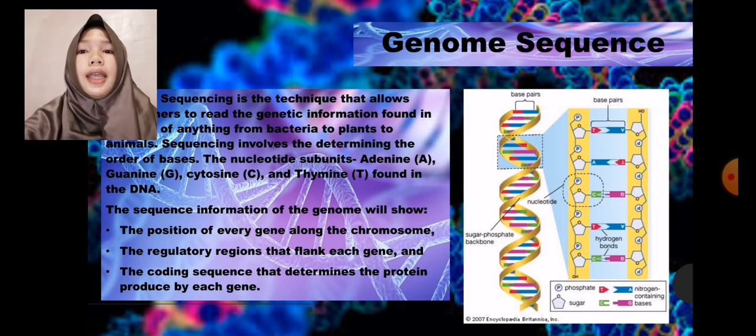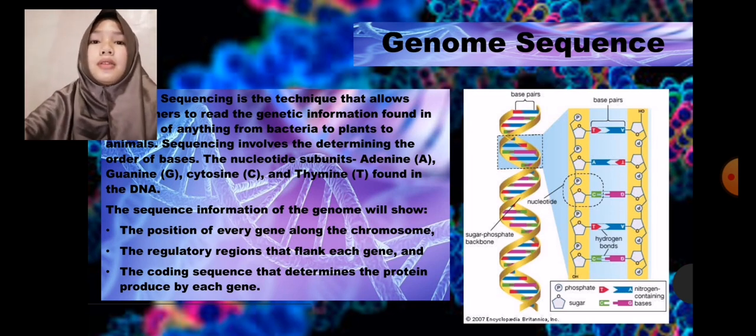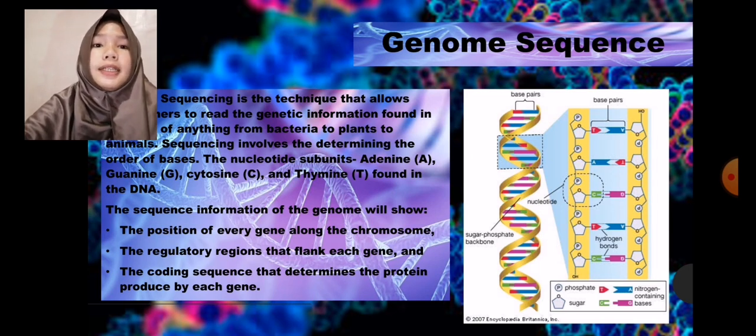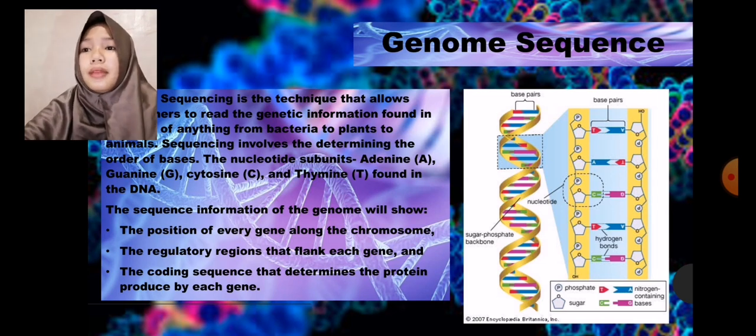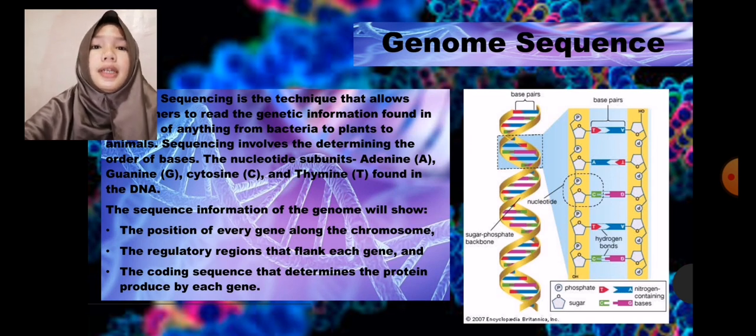So sequencing DNA means determining the order of four chemical building blocks called bases, which are adenine, guanine, cytosine, and thymine, that make up the DNA molecule. That sequence tells scientists what kind of genetic information is carried in a particular DNA segment.